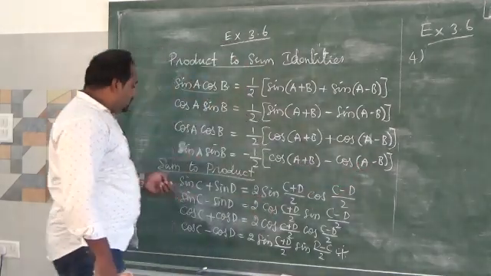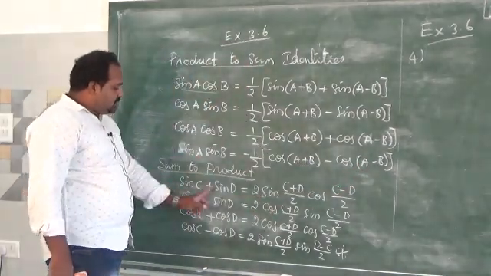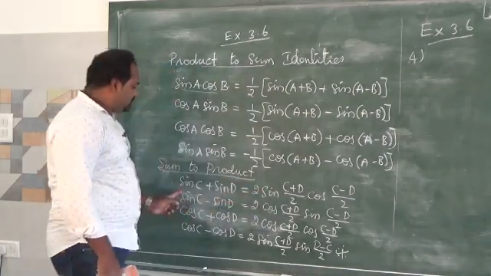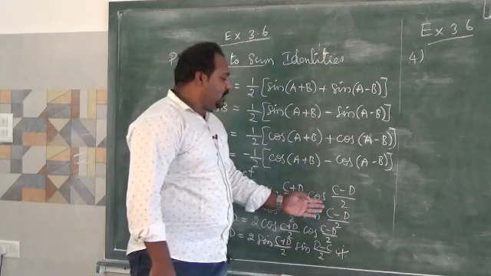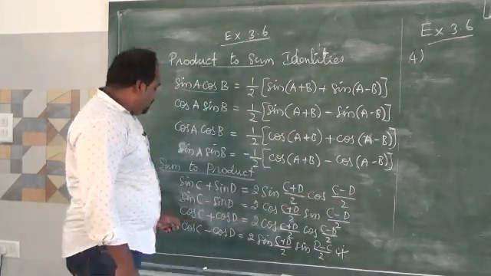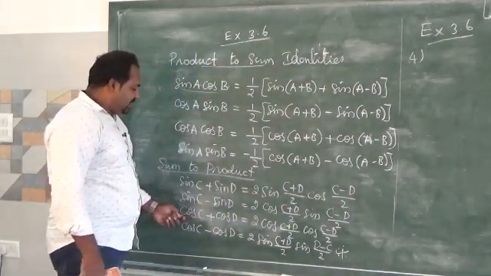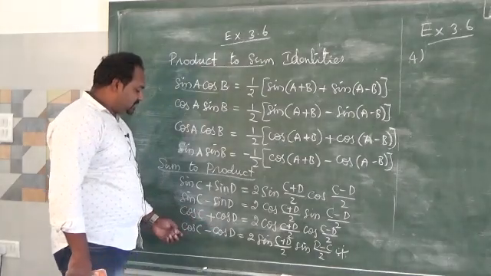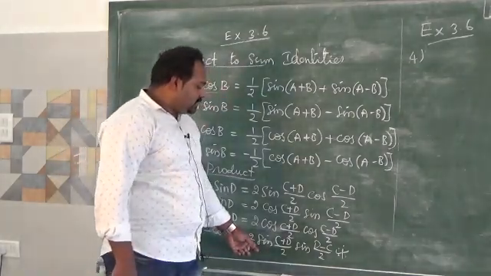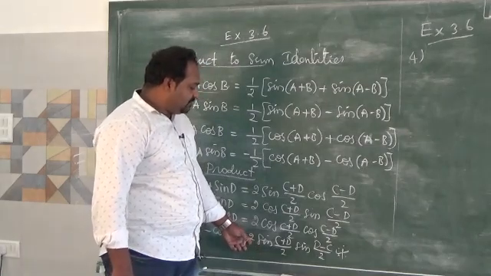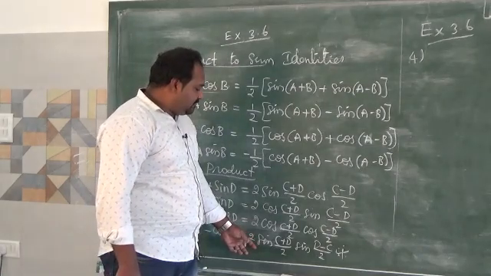Same as this, we have the sum to product formulas. So sin C plus sin D, we can write 2 sin((C plus D) by 2) cos((C minus D) by 2). Then the sin C minus sin D formula, the cos C plus cos D formula, and the cos C minus cos D formula. Here this formula I told you is a little bit different from the others, so you have to be very careful.